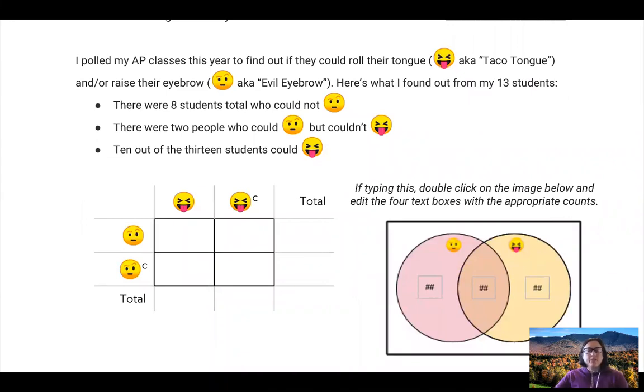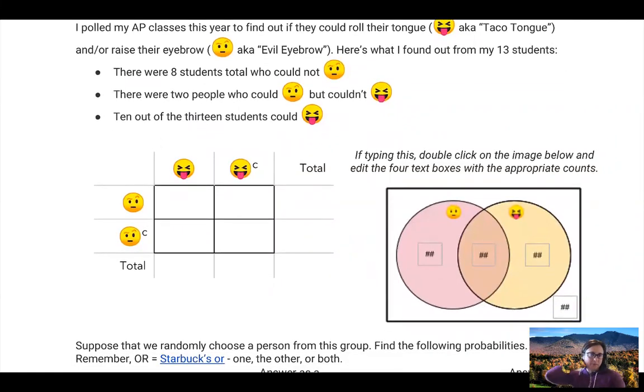All right, so in one section of my classes, there were 13 students that day. There were 8 students total who could not raise their eyebrows. There were 2 people who could raise their eyebrows, but they couldn't roll their tongue. And then 10 out of the 13 students could roll their tongue. So we're going to use that information to fill in this thing here. It's called a two-way table. The other name that I've seen is a contingency table.